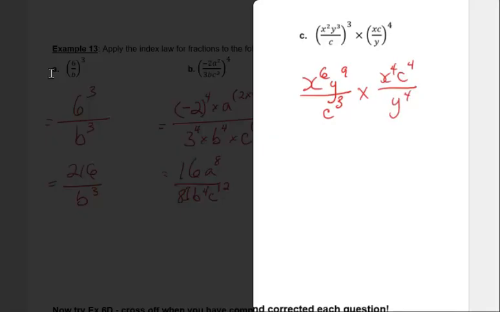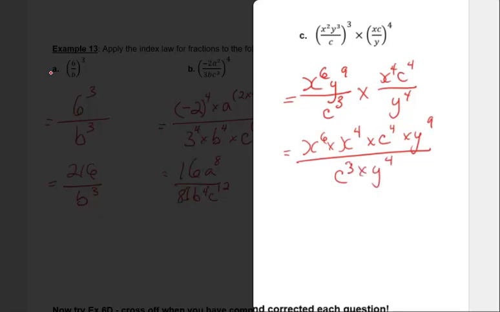Now we're going to start to combine some things, and if we multiply our way across, we get x to the power of 6 times x to the power of 4. I'm changing the order, times c to the power of 4 times y to the power of 9, over c to the power of 3 times y to the power of 4, but I'm allowed to do that because multiplication is associative. I can change the order around. Now, x to the power of 6 plus 4 is 10, times c to the power of 4 and y to the power of 9 over c to the power of 3 and y to the power of 4.